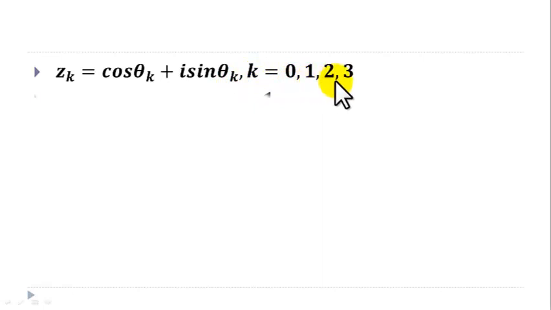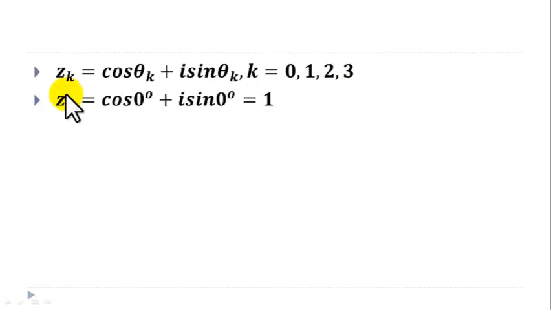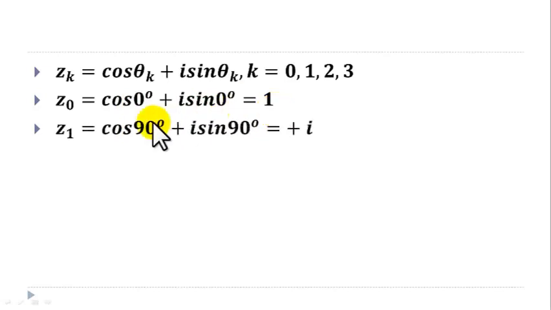Now for k equals to 0, we have z0 equals to cos 0 degrees plus i sin 0 degrees. Cos 0 is 1, sin 0 is 0, so this will give us 1. For k equals to 1, we have z1 equals to cos 90 degrees plus i sin 90 degrees. Cos 90 degrees is 0, sin 90 degrees is 1. 1 times i will give us plus i.